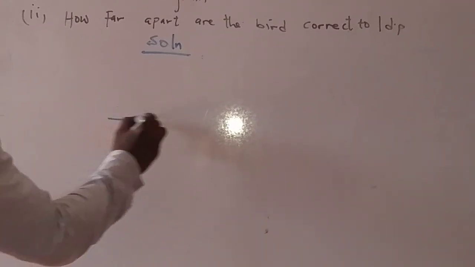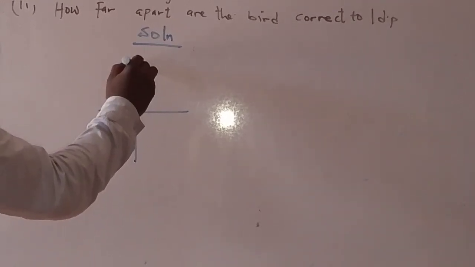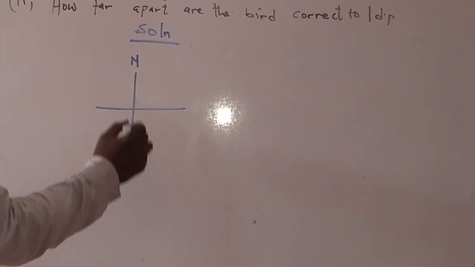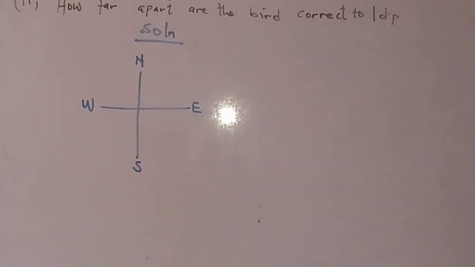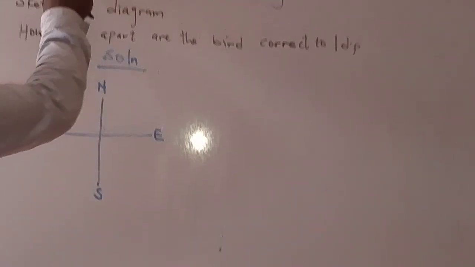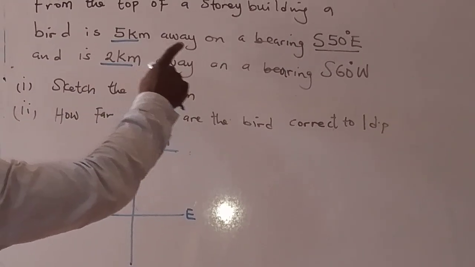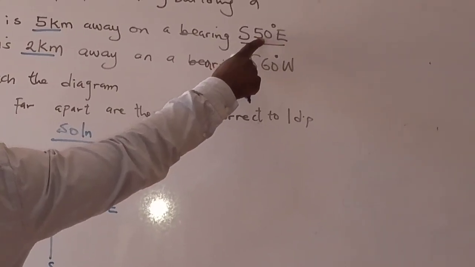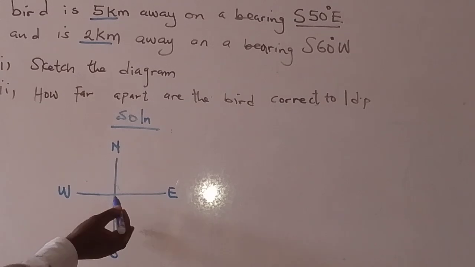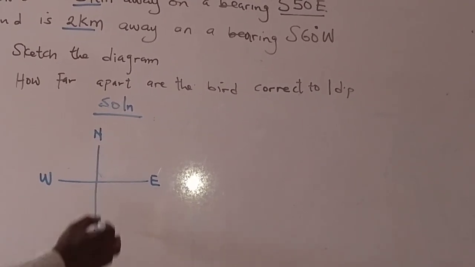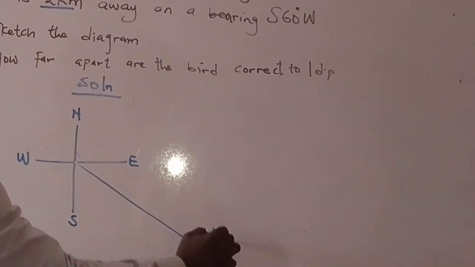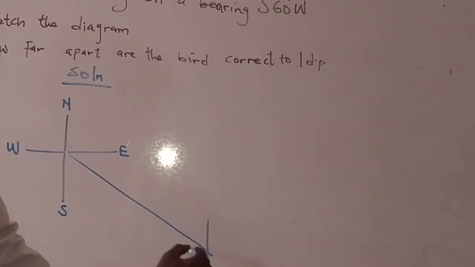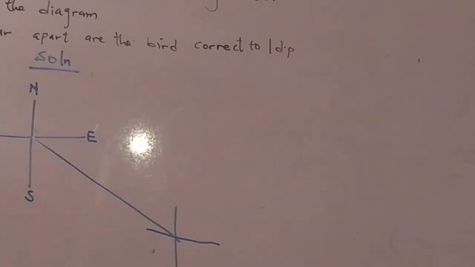So here you can draw your 4 cardinal points. This is north, this is south, this is east, and this is west. The first one travels a distance of 5 kilometers on a bearing of 50 degrees southeast. 50 degrees southeast can be located here. From here now, it travels this way, 50. You will now join another vertical line here, another 4 cardinal points, to join it like this.